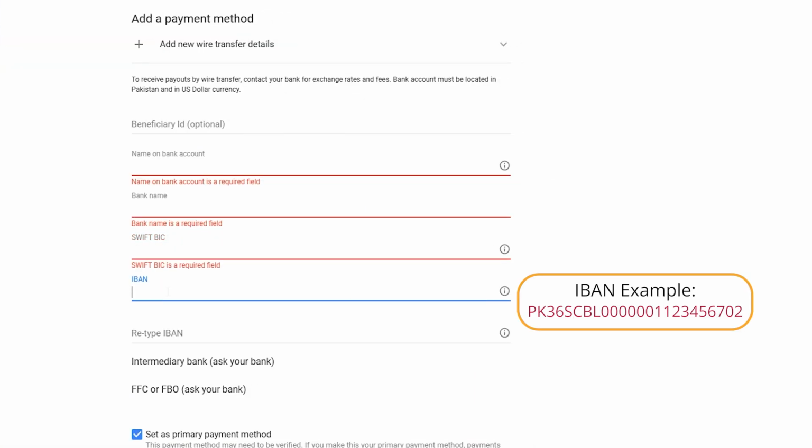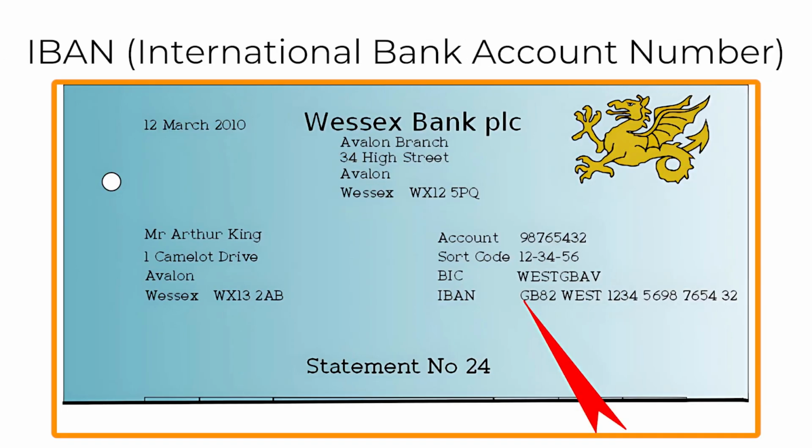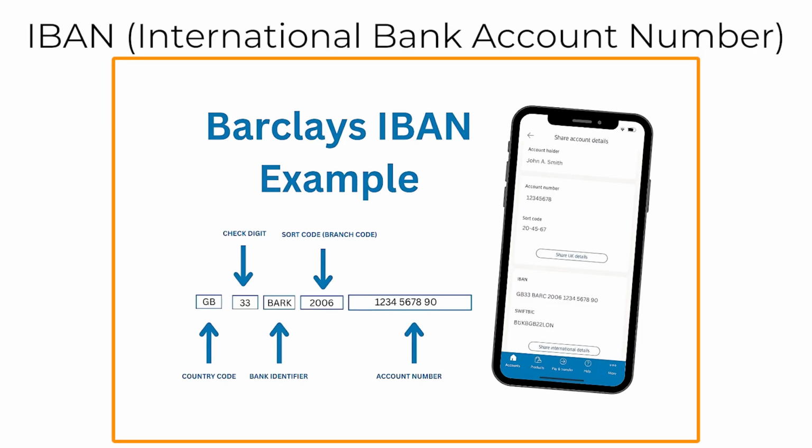Once that's done, the next step is to enter your IBAN number. The IBAN is your international bank account number, and it's very important to type it correctly. You can find your IBAN on your checkbook, on your monthly bank statement, or even inside your mobile banking app.